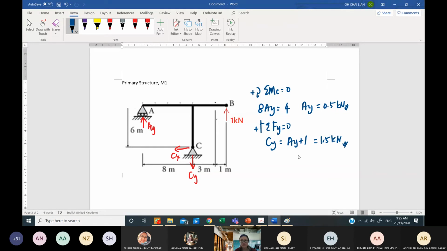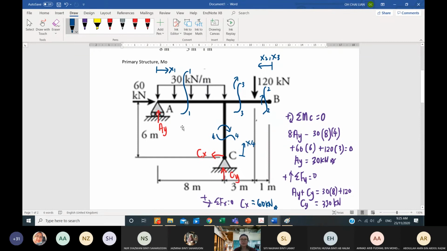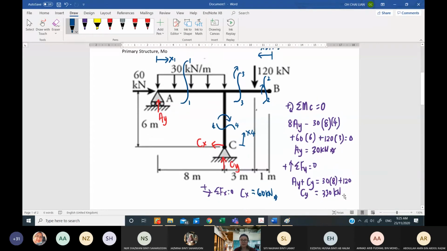Please help to check the equation. Summation Fx equal to 0. Oops, Cx is 0. Do you get this, class? Okay, yeah? You get this, huh? So let us try to get our moments done. Okay, so I'm going to put in these details.